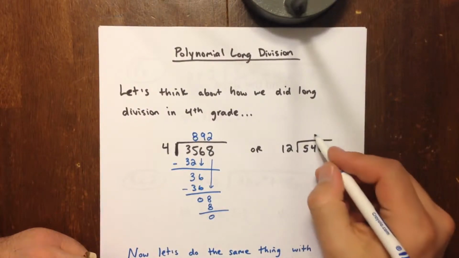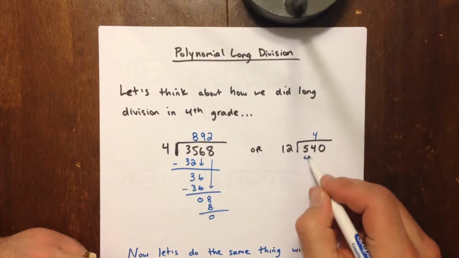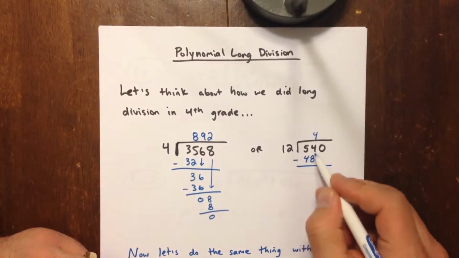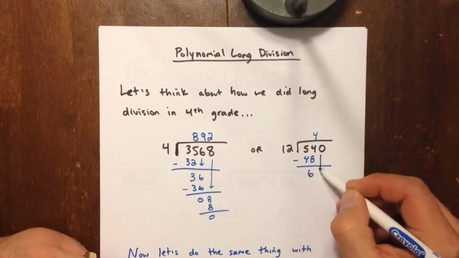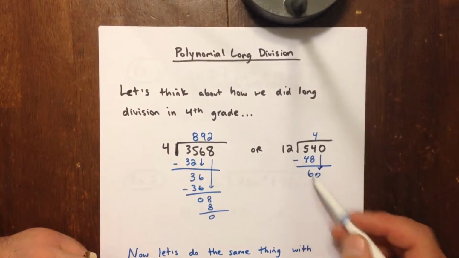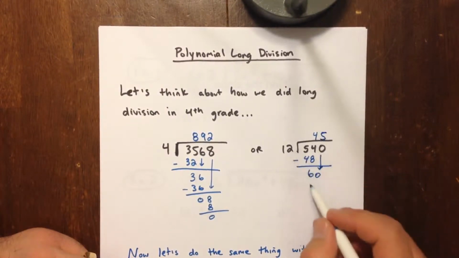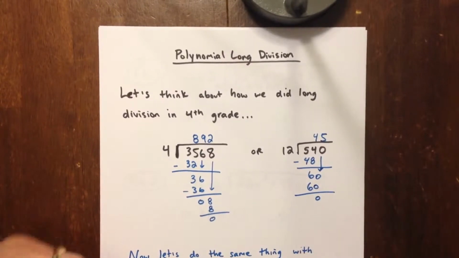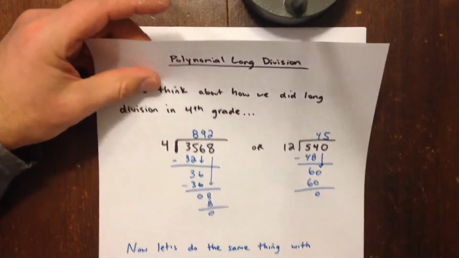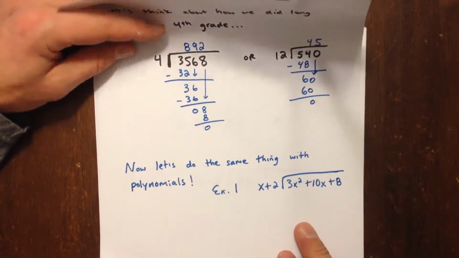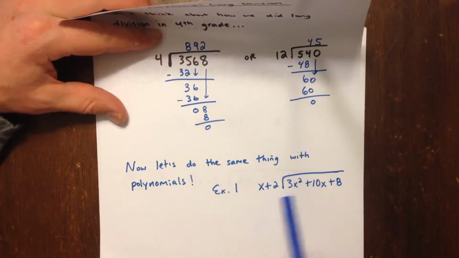How many times? 4 times. 4 times 12 is 48. 54 minus 48 is 6. Bring down the 0. And 12 goes into 60 5 times. 5 times 12 is 60. No remainder. Okay, so we can do the same exact thing because we haven't divided polynomials. We added, subtracted, and we multiplied them, but now we can divide polynomials.